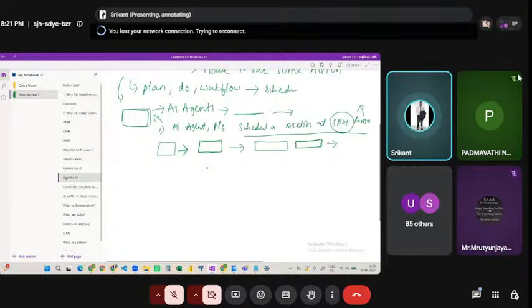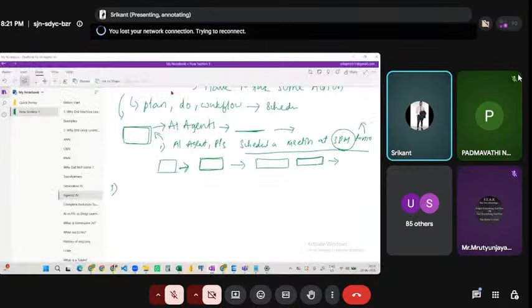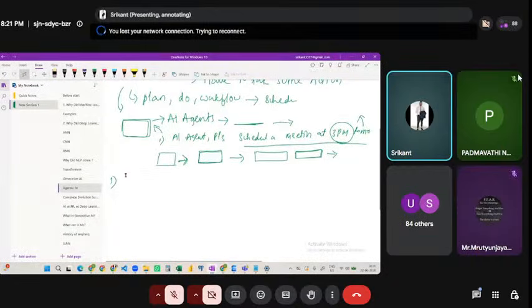Okay, let me give another example. Suppose I say, AI agent, please book a train ticket for July 15th. This is also the AI agent's work, guys. If I ask this question, what will it do?